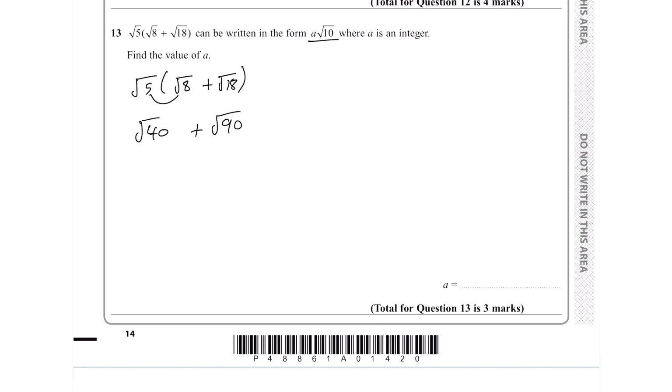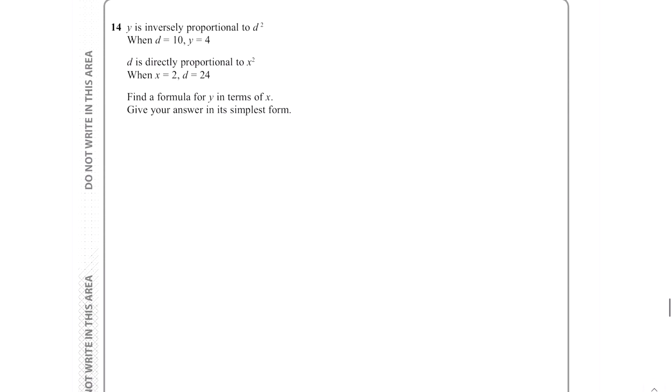So now you need to think, well, how can I write these two surds in the form of something root 10? I can write this as 4 root 10, and I can write this as 9 root 10. So that becomes 2 root 10 plus 3 root 10, and that becomes 5 root 10. But the question only asked us for what a is, so in this case, a is going to be 5.